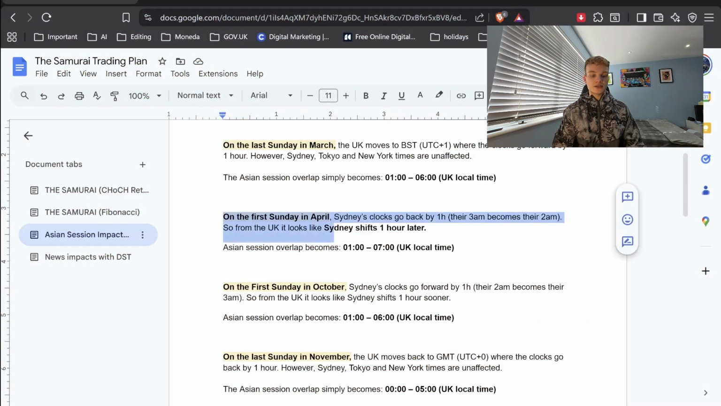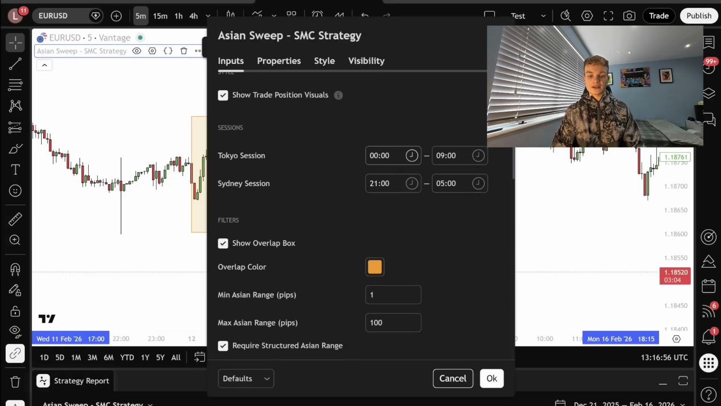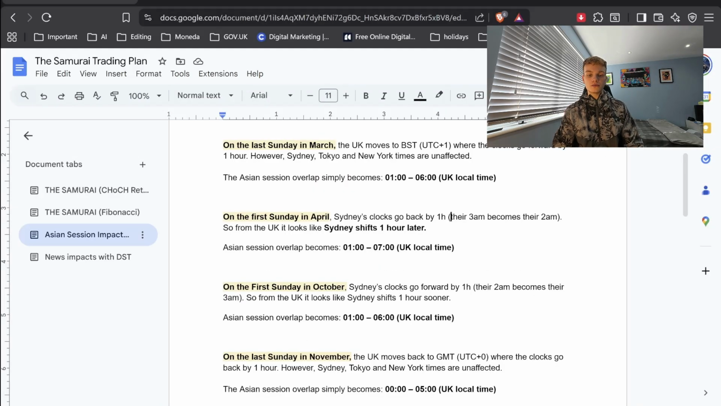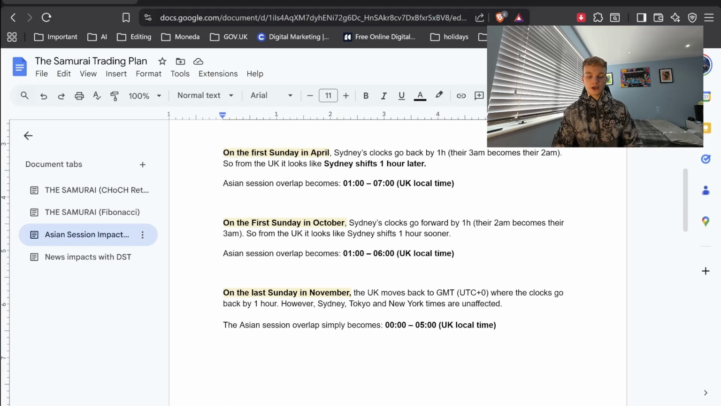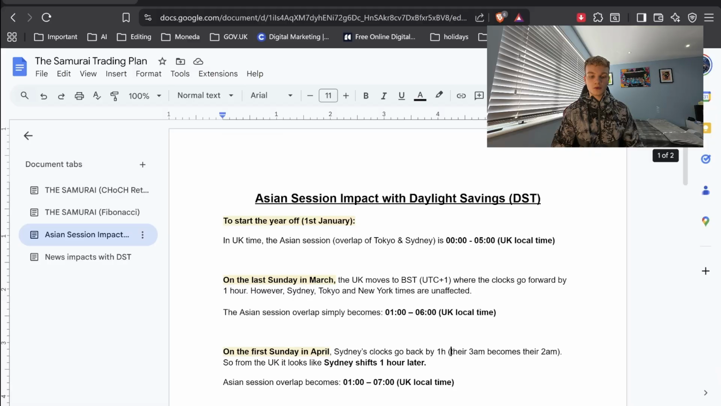So now we're on here, as you can see, on the first Sunday in April, the Sydney clocks go back 1 hour. So their 3 AM becomes their 2 AM. So from the UK and everyone that's trading within the UK, it looks like Sydney essentially shifts 1 hour later. This means the Asian session overlap becomes 1 till 7 AM. So again, all I would simply do is follow that same mechanism, and I would change this from midnight till 1 and 5 till 7, and that would then be my overlap between the Sydney and the Tokyo sessions.